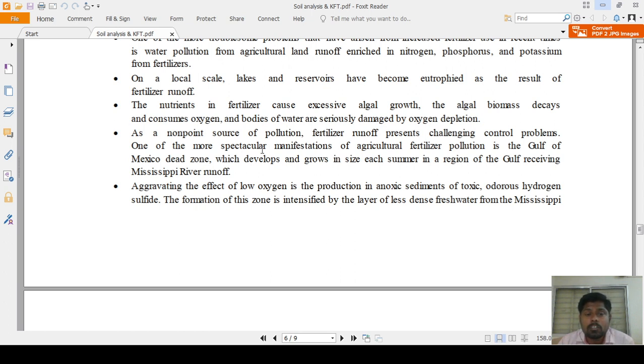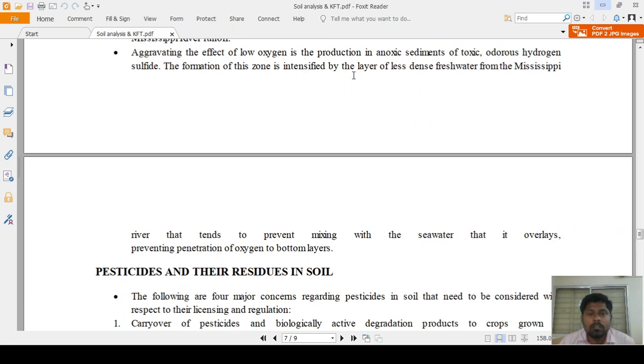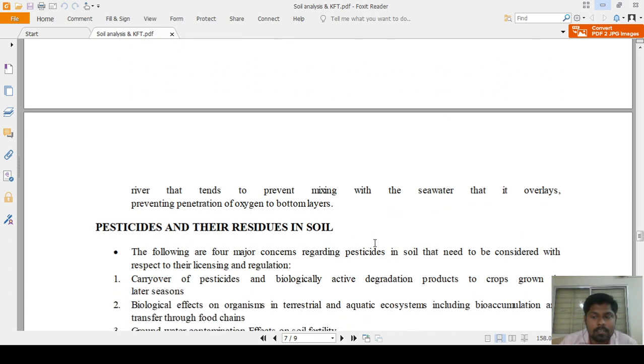One of the more spectacular manifestations of agricultural fertilizer pollution is the Gulf of Mexico. That is the example of fertilizer pollution, the Gulf of Mexico dead zone, which develops and grows in size each summer in a region of the Gulf receiving Mississippi River runoff. The low oxygen is aggravated by the production in benthic sediments of toxic, odorous hydrogen sulfides. The formation of this zone is intensified by a layer of less dense fresh water from the Mississippi River that tends to prevent mixing with the seawater it overlays.